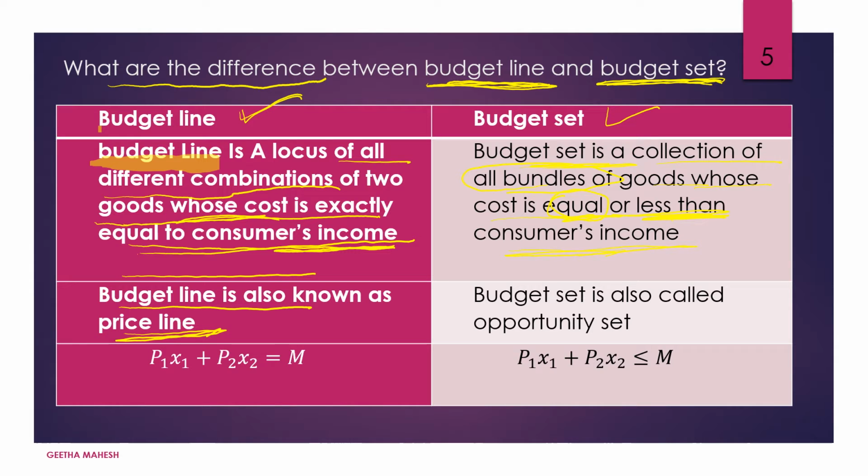But budget set is known as opportunity set, as there will be many combinations you can choose. So we have different opportunities. So that is why budget set is also known as opportunity set. We can express in equation form. You can see P1 x1 plus P2 x2 is exactly equal to consumer's income. In budget set, you can see P1 x1 plus P2 x2 is less than or equal to consumer's income.